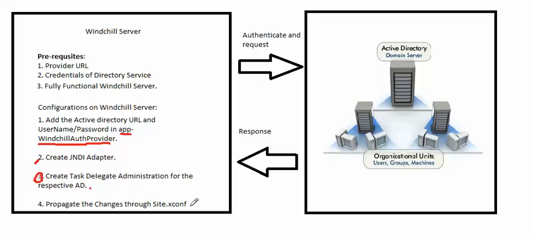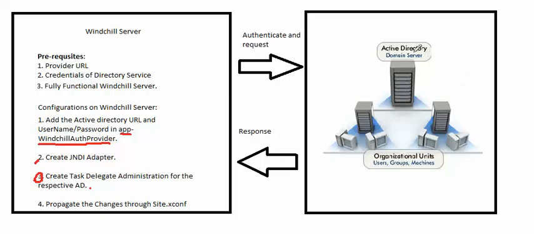We authenticate based on a test user. If there is any user in the Active Directory, we authenticate the request and test whether the Active Directory is configured or not. So this is the high-level architectural overview of the configuration of Microsoft AD with the Windchill server.